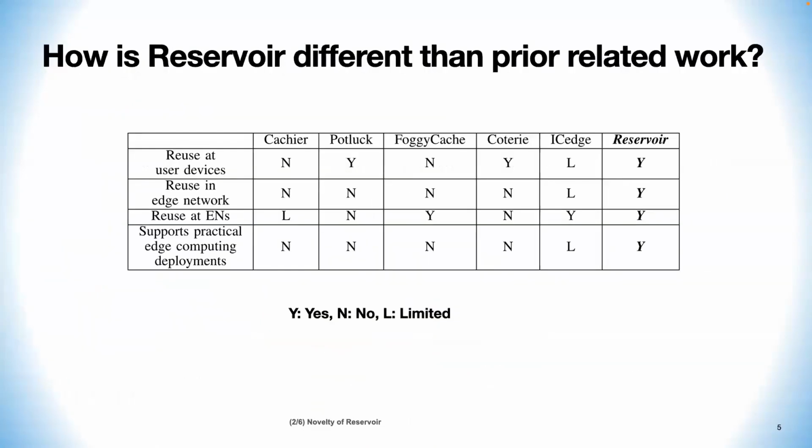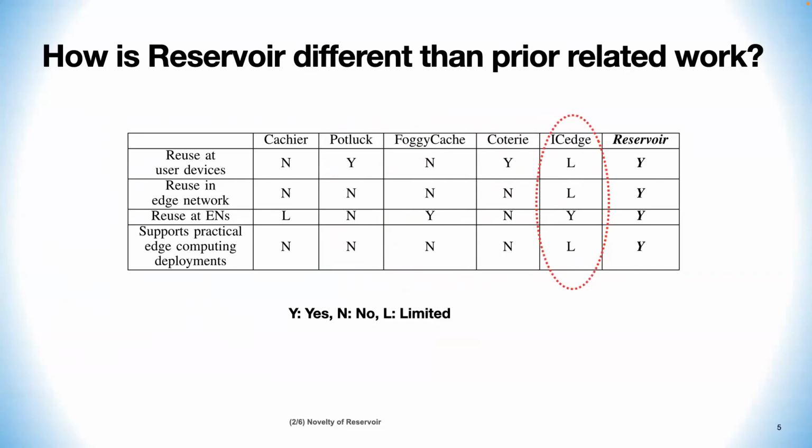Now the question here is how our proposed framework is different from prior work. Computation reuse can be achieved at the user device, at the edge nodes, or in the network. Here are some proposed prior frameworks for computation reuse. Cachier primarily focuses on a cache optimization mechanism at the edge node, whereas Potluck focuses on cache optimization at the user device among multiple applications. FoggyCache explored the reuse of computation at the edge server across different user devices. Coterie is application specific and limited to the user devices.